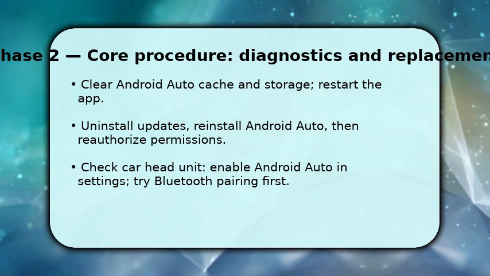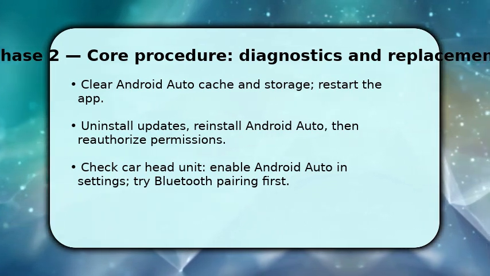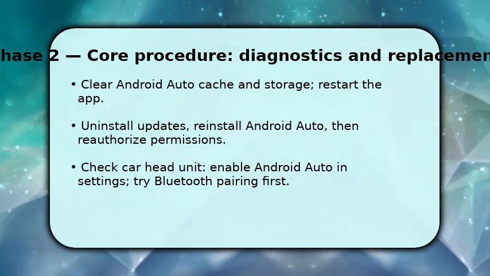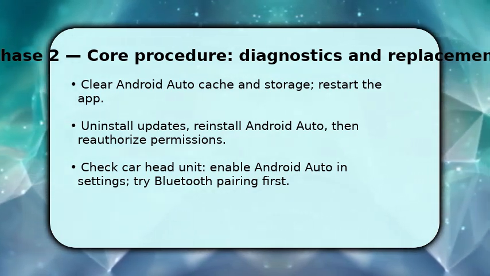On the car, confirm Android Auto is enabled in the head unit settings and try pairing via Bluetooth first to establish a connection. Once paired, plug the cable in and watch for permission prompts.